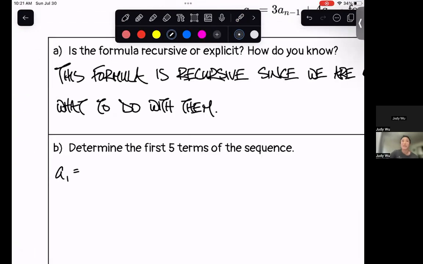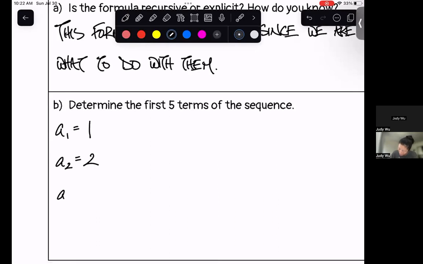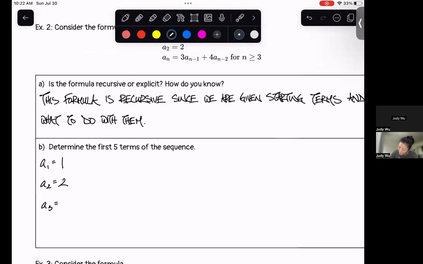A sub 1, well, are we given A sub 1? Usually for the recursive, we are given at least A sub 1, okay? And so we know from looking above that A sub 1 is 1. A sub 2, if we look above, is 2. So we actually have 2 of the 5 terms we need to find already. For A sub 3, we need to plug it into this formula, okay? So everywhere that I see an n, I'm going to plug in 3, okay?